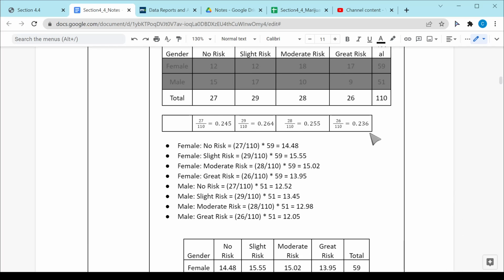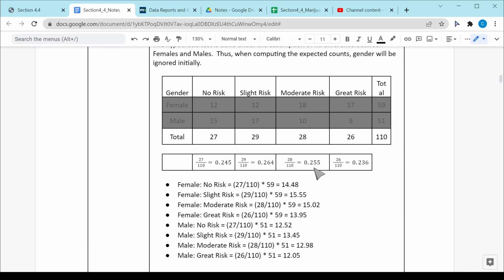Let's move over to moderate risk. So for moderate risk, I had a total of 28. So when I ignore gender, I have a total of 28 out of the 110 that thought smoking weed was of moderate risk. That's 25.5%. If there's no difference between the females and males, then I should expect 25.5% of the females to be right here and 25.5% of the males to be in this box that I've selected here.